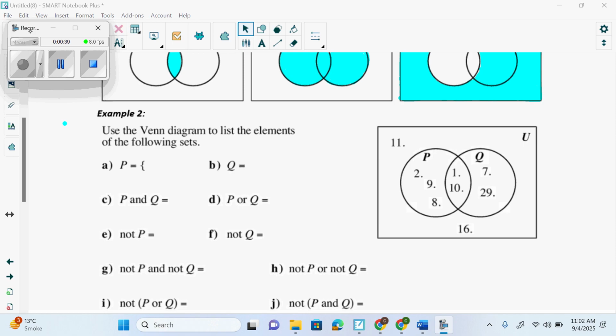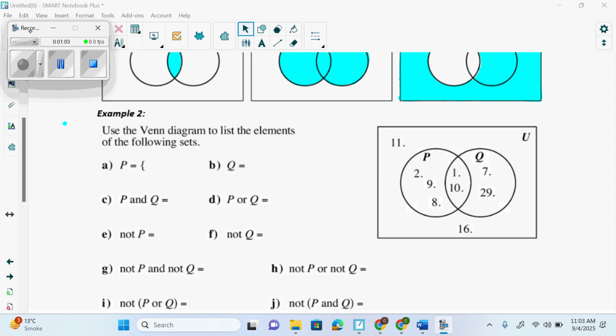There's more than one number in a region. If there's more than one number in a region, those are elements. Like the number 1 and 10 falls in P and Q, 1, 10, 7, and 29 fall in Q, right? Sometimes they don't give the elements, they give the number of elements, so it'll just be one number, like a 4, a 2, an 8. So it means that there are 8 elements here, there are 2 elements here, there are 10 elements here. Very different than if you list them.